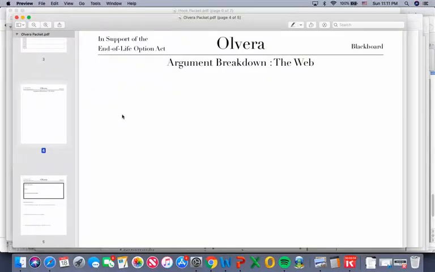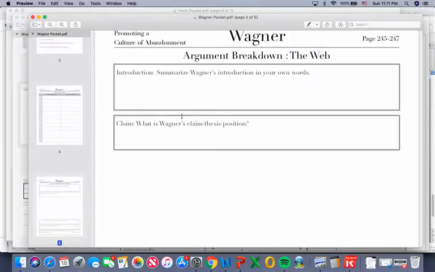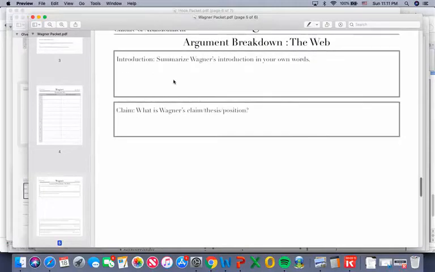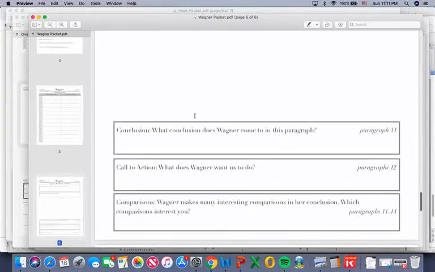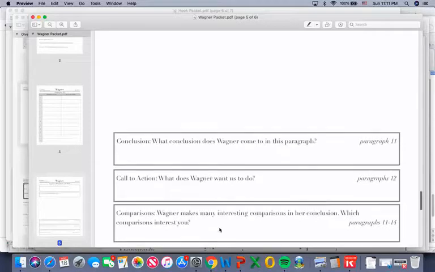The first one I'm looking at is the Olvera one, which doesn't tell us much because it's just the blank page. If we look at Wagner, what we have is the introduction and then the claim, some blank space for ideas, and then the conclusion, as well as the call to action and comparisons.